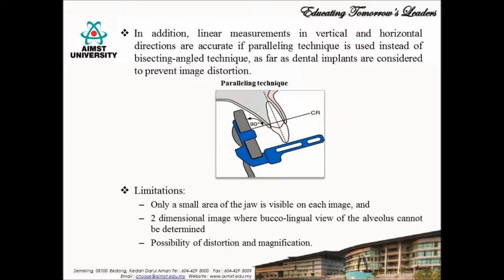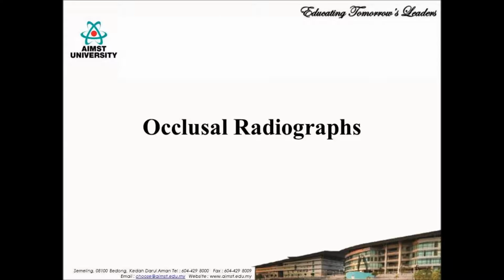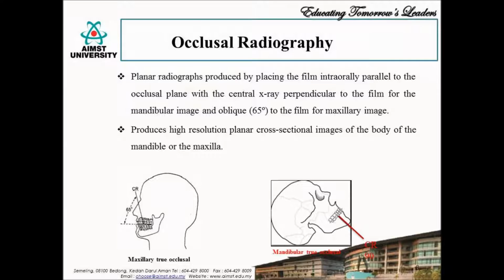In spite of the high resolution of images produced with this projection, there are certain limitations, like only a small area of the jaw is visible, where buccolingual width and depth cannot be assessed. There is a possibility of unpredictable distortion and magnification with this technique, which in turn results in inaccurate measurement for the implant placement site. Next, the occlusal radiograph: as the name indicates, it shows the occlusal view of the jaw.